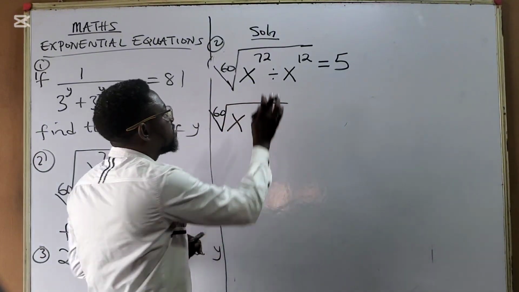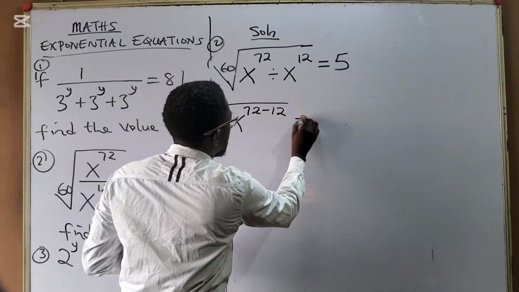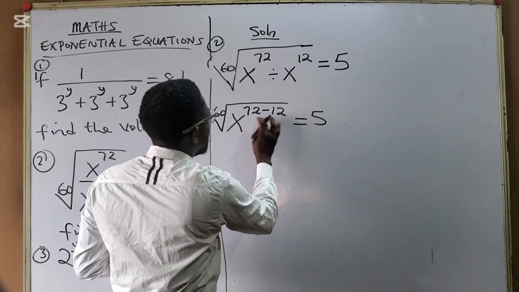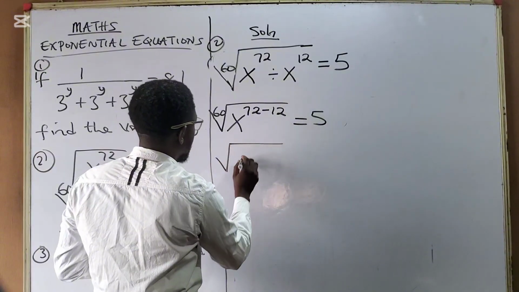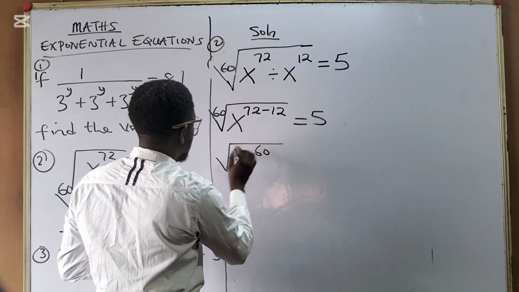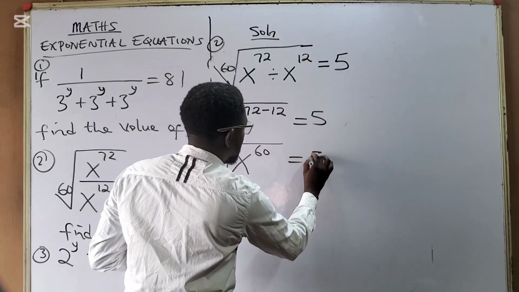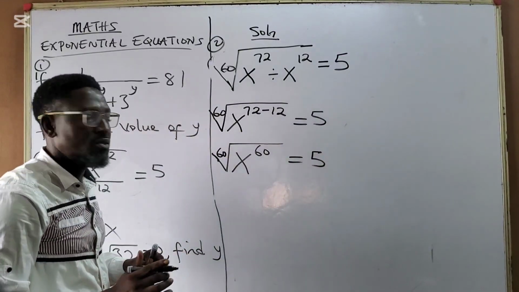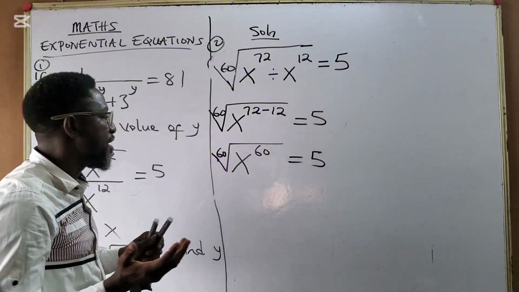I take one of the base, I subtract the powers. I have 72 minus 12 equals what? 72 minus 12 gives us what? 60. So that I'll get x to the power 60, then the 60th root, equals what? 5. I told you it's not a difficult question, okay? It's not always difficult, just think about it to apply, okay?